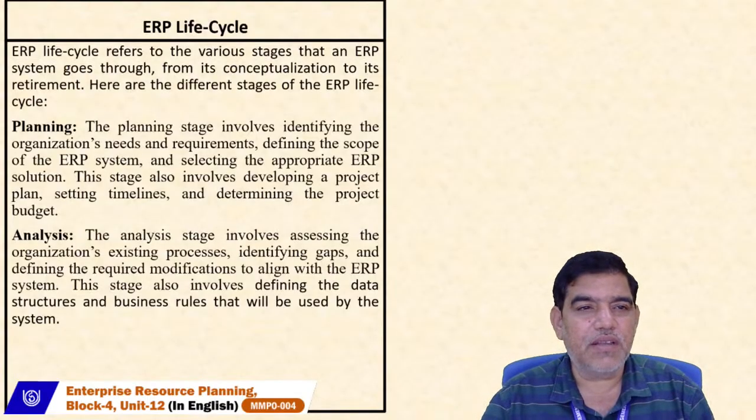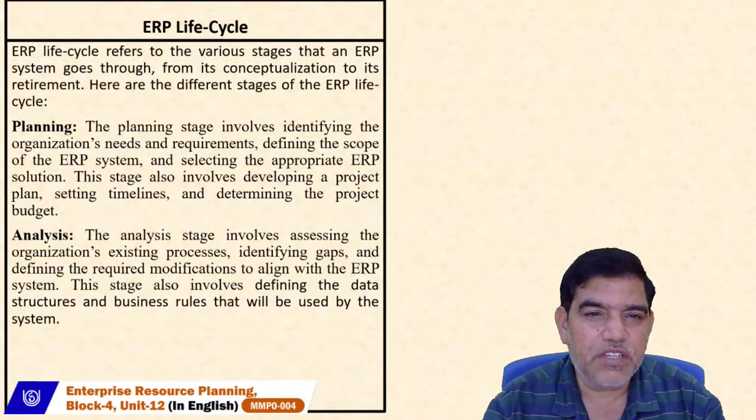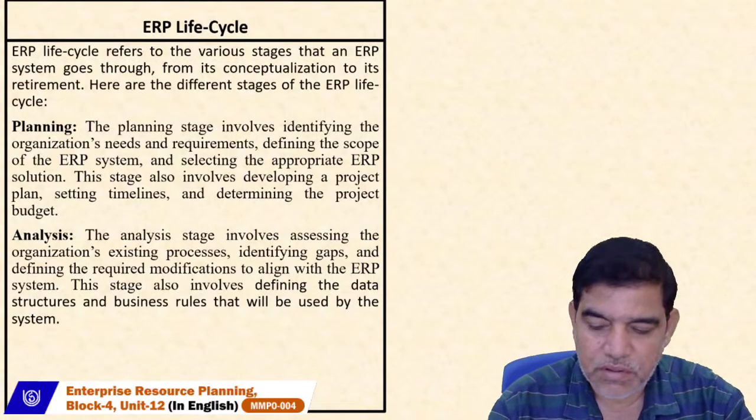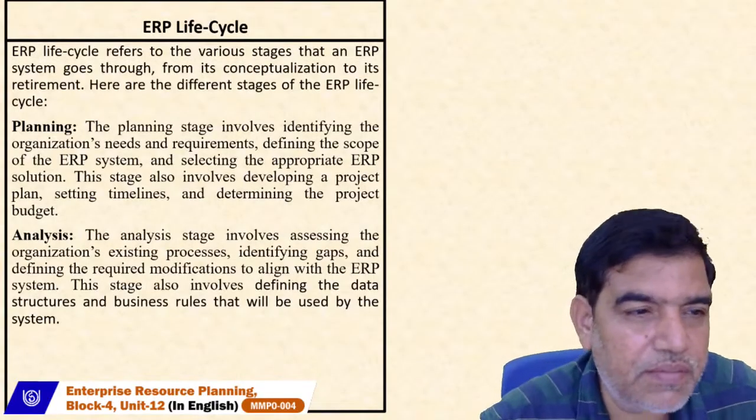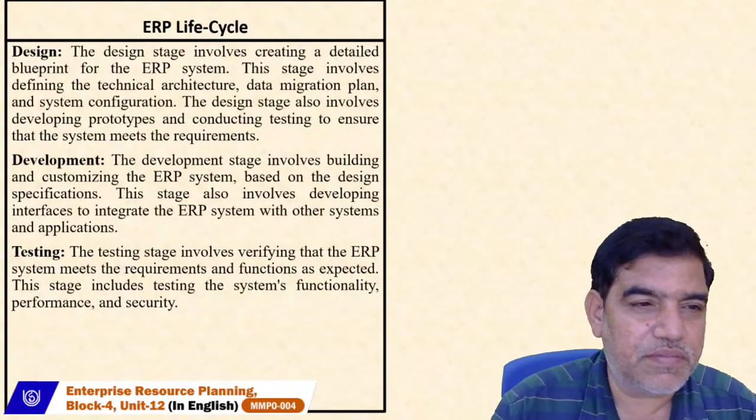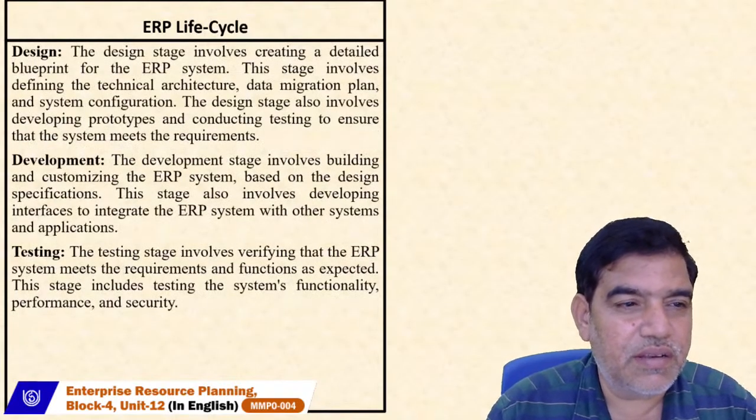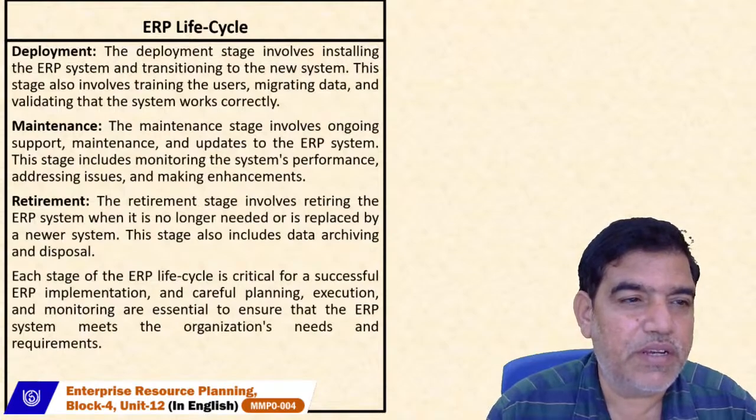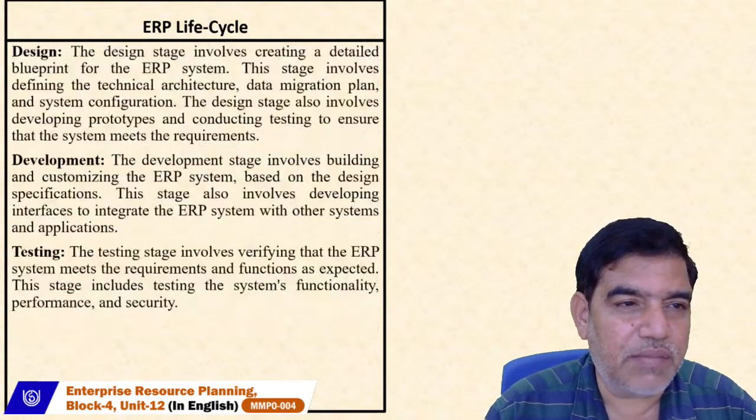The ERP lifecycle refers to the various stages that an ERP system goes through from its conceptualization to its retirement. Here are the different stages of the ERP lifecycle. The first step is planning, second is analysis, then design, then development, then testing, then deployment, maintenance, and retirement.